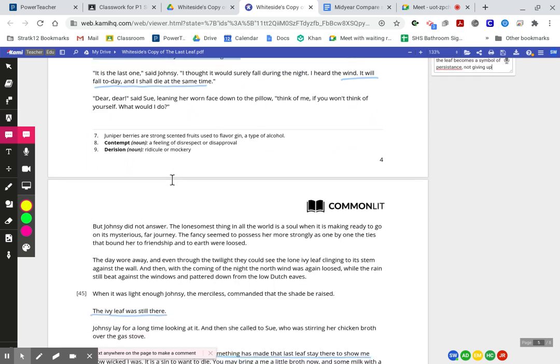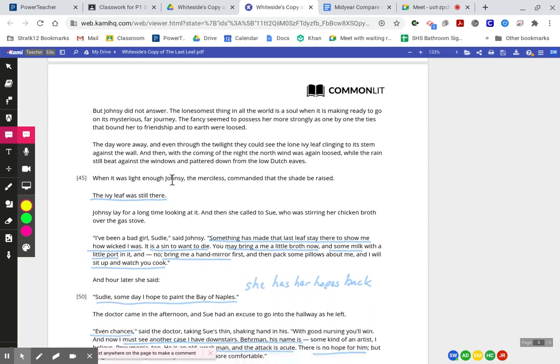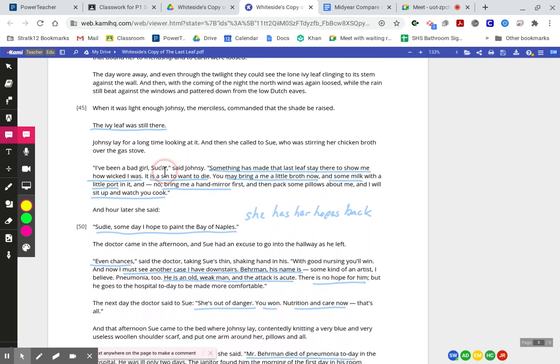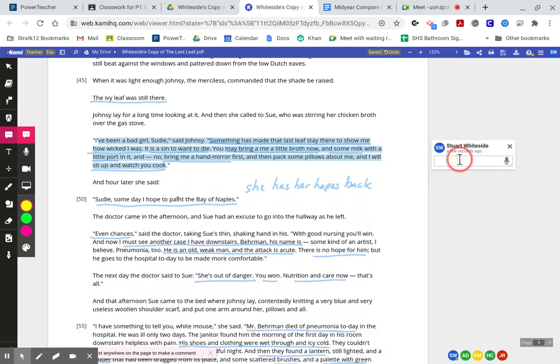Which is interesting because what happens is that that symbol proves to the girl that she's been trying to give up, and that she should continue and she should work to survive. And because of it, she gets back her dream. She again wants to paint the Bay of Naples, which we already thought was a symbol of her will to live and her passion.